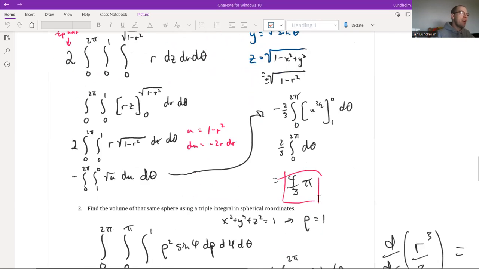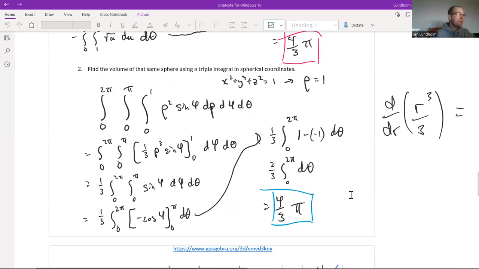Okay, let's see how that compares with the volume of that same sphere using a triple integral and spherical coordinates. Cool. So same equation. A way to write this equation in spherical coordinates is just that rho equals 1, because rho squared is equal to x squared plus y squared plus z squared. This is the radius of the sphere.